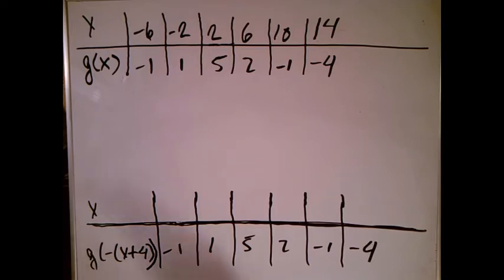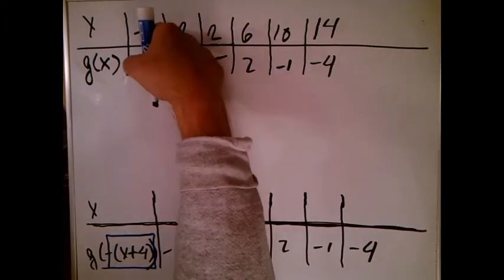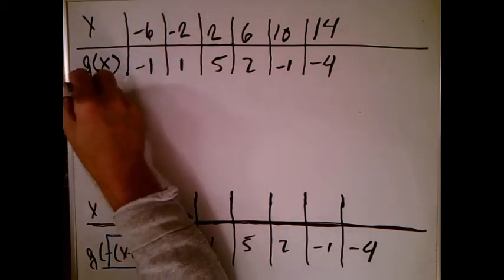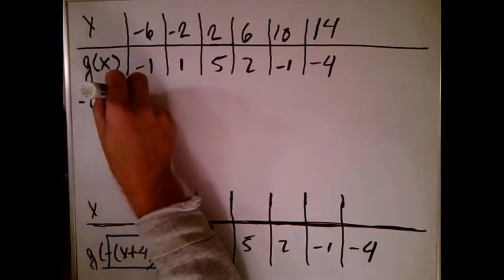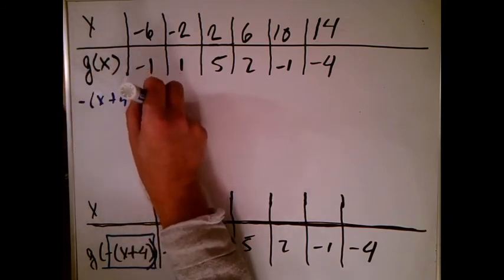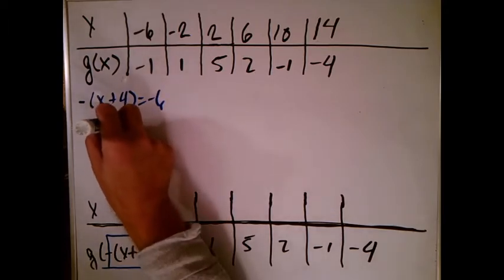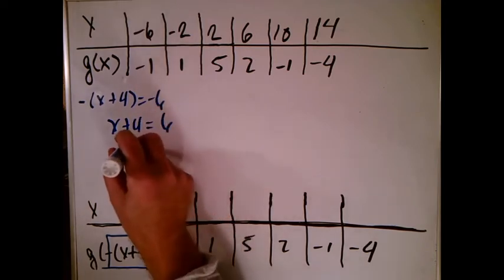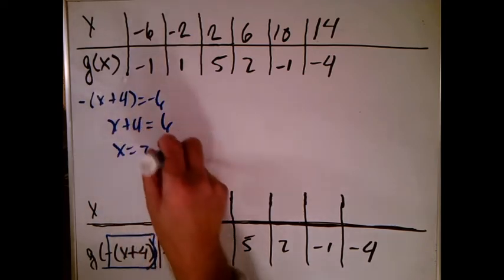Now, what's the problem here? I'm going to put a little blue box right here. What does the first table tell us? It says when the blue box is minus 6, the answer is minus 1. So I'm going to take the blue box, minus x plus 4, set it equal to minus 6 and solve. I change the sign, and I get 6. I subtract 4, I get 2, and we get our first answer here.